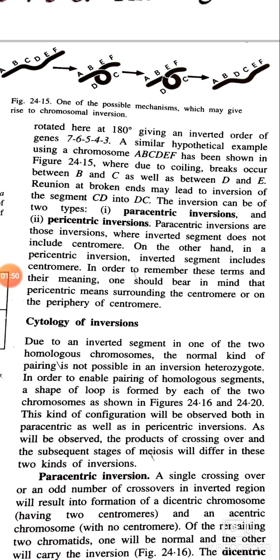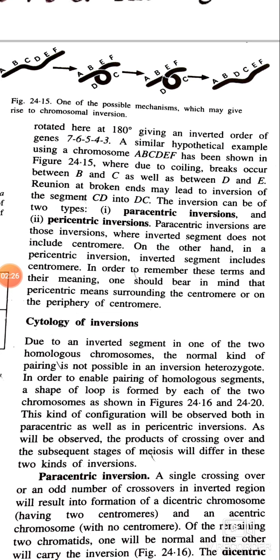Paracentric inversions are those inversions where the inverted gene segment does not include the centromere. On the other hand, in pericentric inversion, the inverted segment includes the centromere. In order to remember these terms and their meaning, one should bear in mind that pericentric means surrounding the centromere or on the periphery of the centromere.